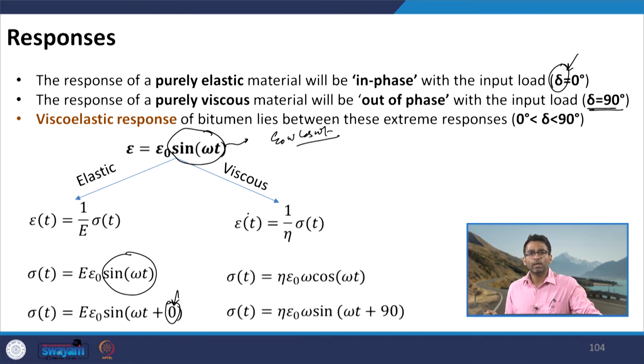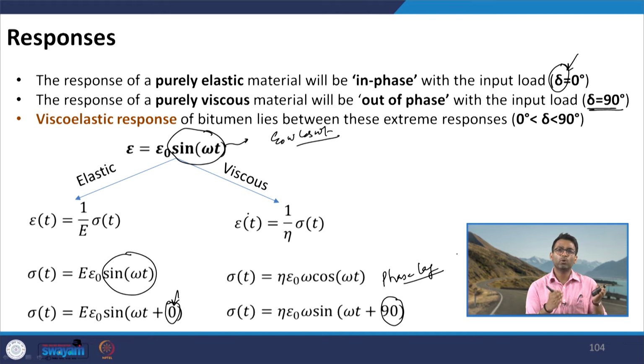Now, cos omega t I can also write as sin omega t plus 90, is not it? So, you see now here the response is out of phase by a degree of, or a phase lag of, 90 degree. What I am calling it? A phase lag. This shows that a purely elastic material will have a 0 degree phase lag, whereas a purely viscous material will have a 90 degree phase lag. Therefore, the response of a viscoelastic material will be somewhere between 0 degrees and 90 degrees.